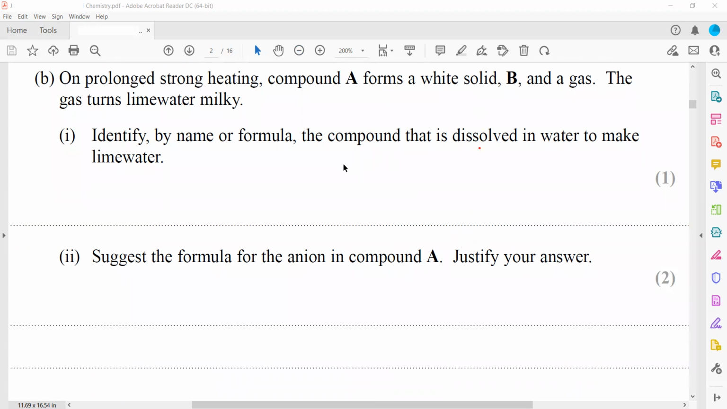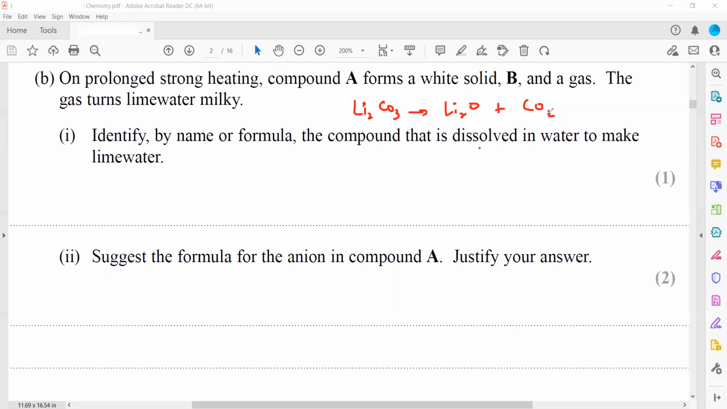On prolonged strong heating, a solid compound A forms a white solid and a gas is given off which turns lime water milky. So this gives an idea that this compound is lithium carbonate, because carbonate and lithium decompose like group 2 elements. The lithium carbonate, when we supply heat energy, gives off lithium oxide and carbon dioxide.